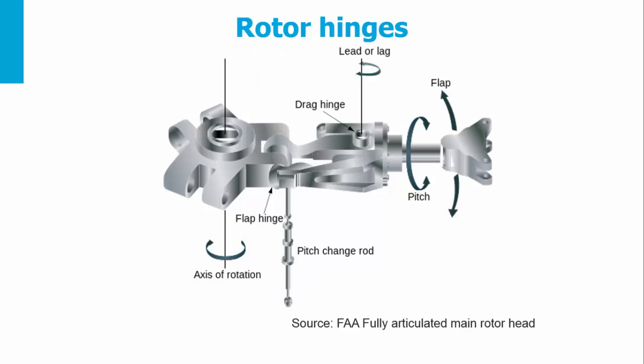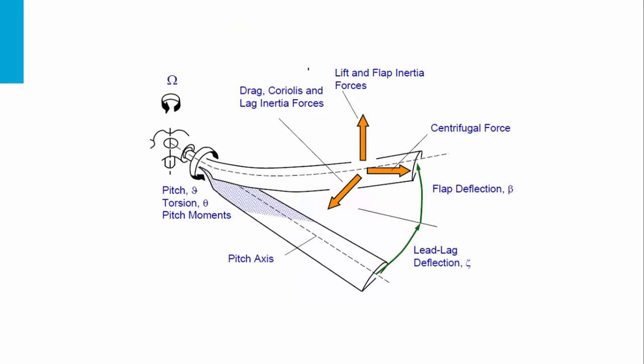Here you see an extended view of these rotor hinges. The flapping hinge allows the blade to flap. The pitch hinge allows the blades to change their pitch angle and increase the lift. And the drag hinge or the lead lag hinge allows the blade to lead or lag in the rotor plane. Or if you have them like this, the flapping deflection, out of plane deflection, or the lead lag deflection, called also in plane deflection, and the pitch axis.